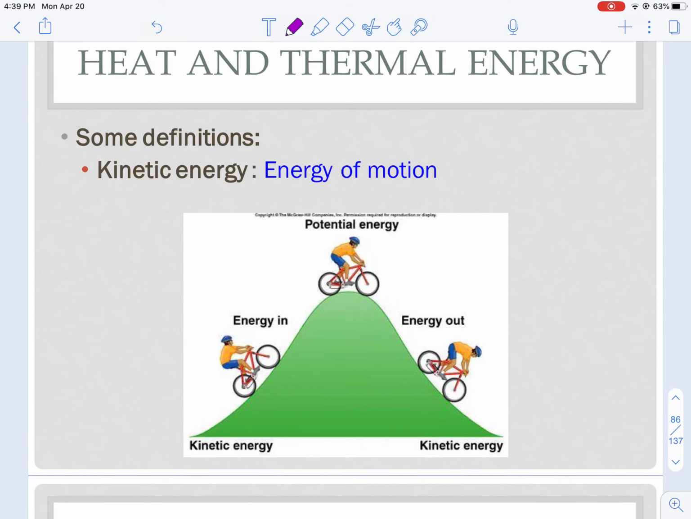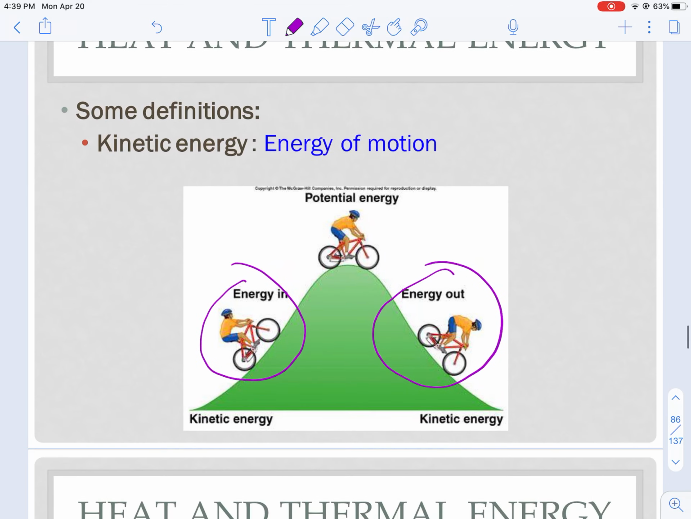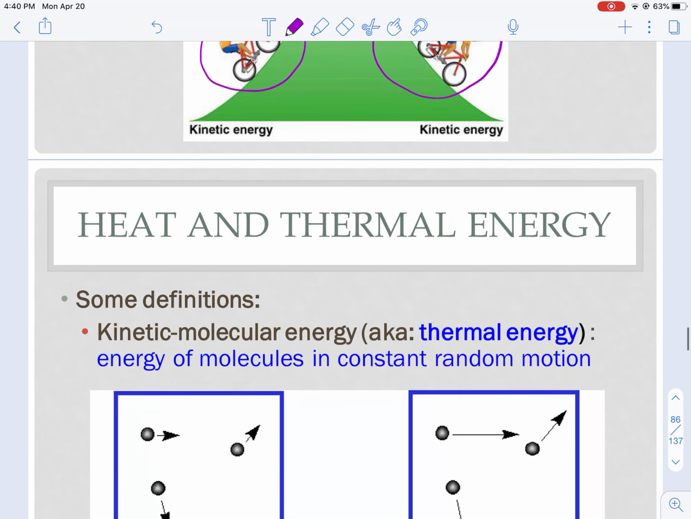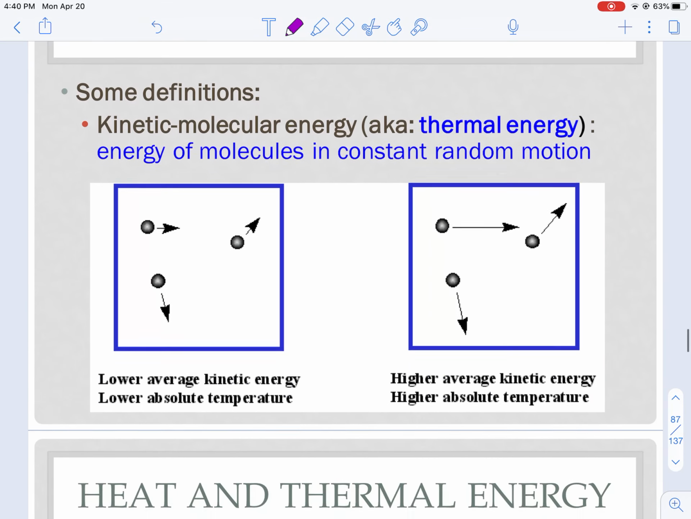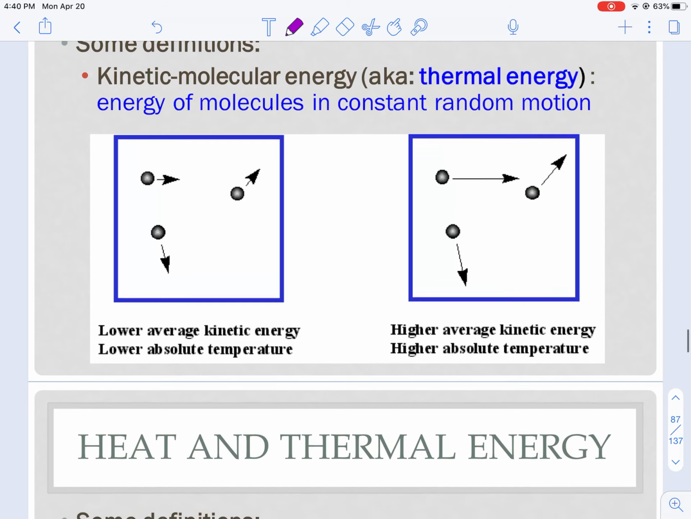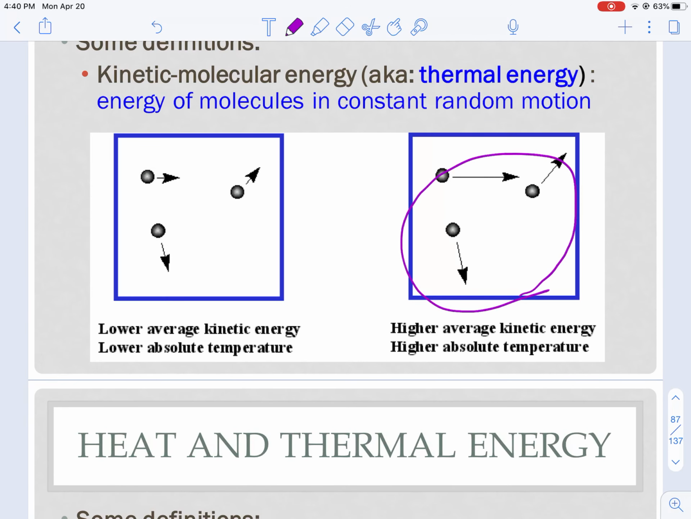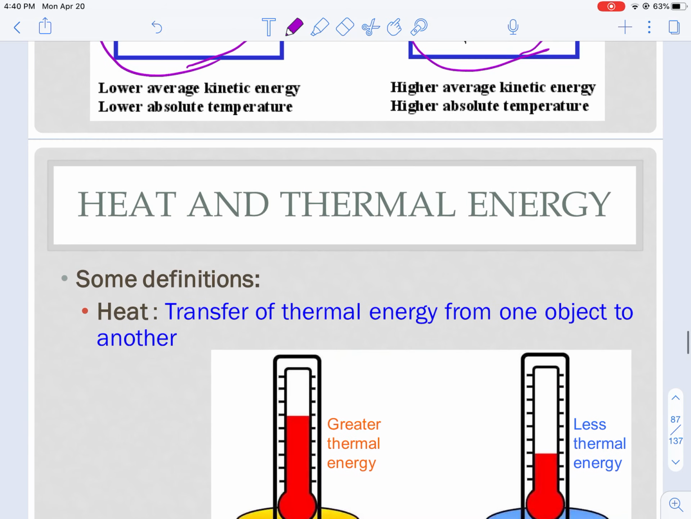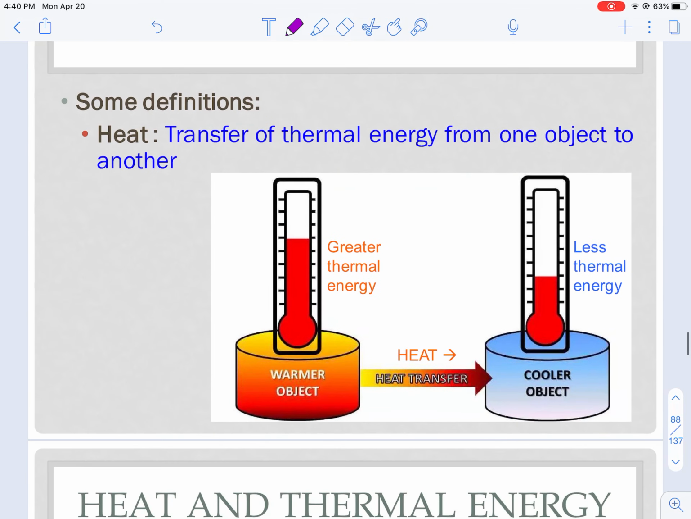Kinetic energy is the energy of motion. It doesn't have to be particles, it could be any object, like this guy moving up the hill or moving down the hill. That's kinetic energy. The guy who's sitting at the top not moving has potential energy. We'll be talking about those two types of energy in another chapter as well. So kinetic molecular energy, those movements of molecules, is the same as thermal energy because they're warmer if they're moving more. They are cooler if those particles are moving less.